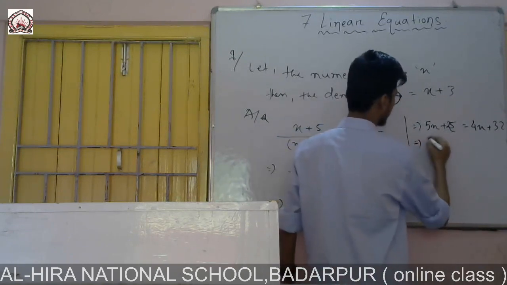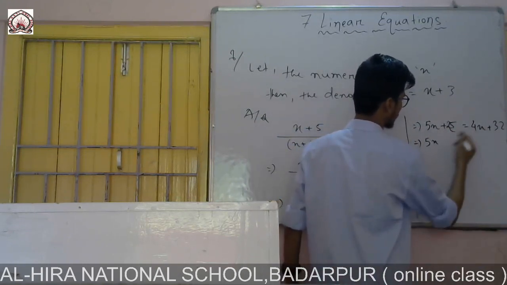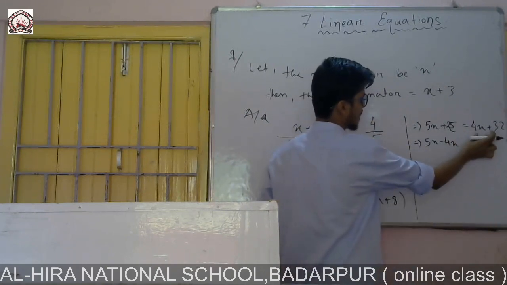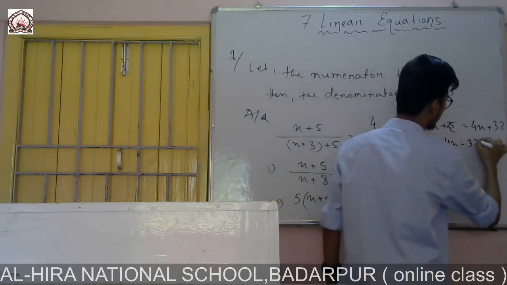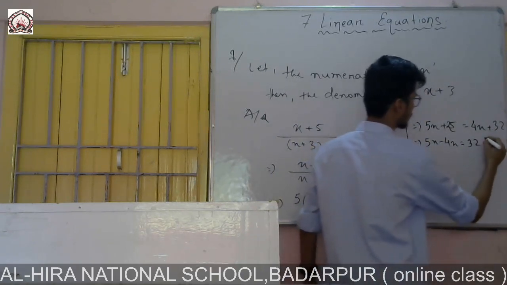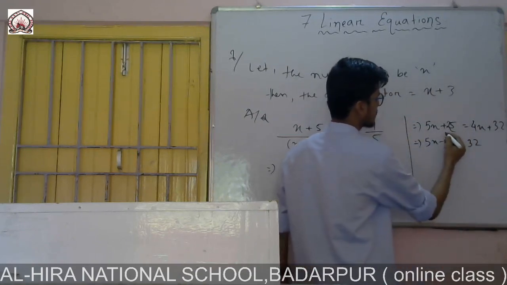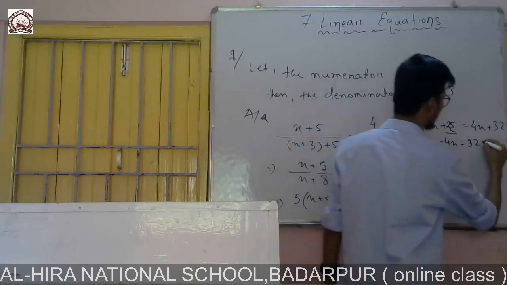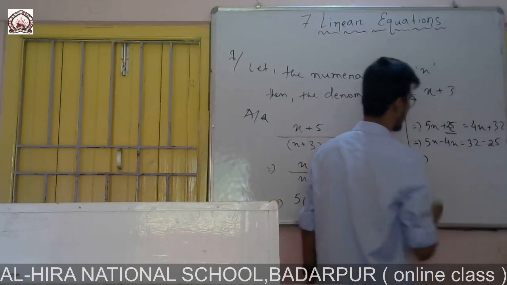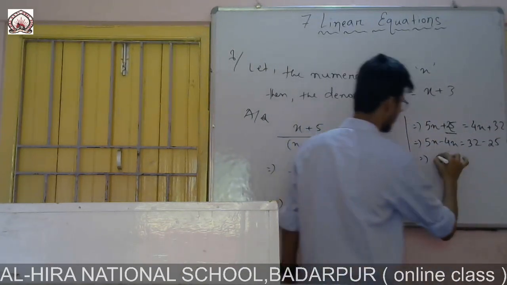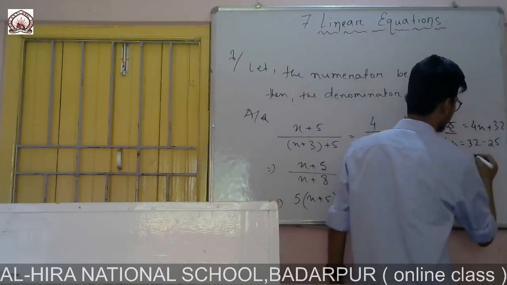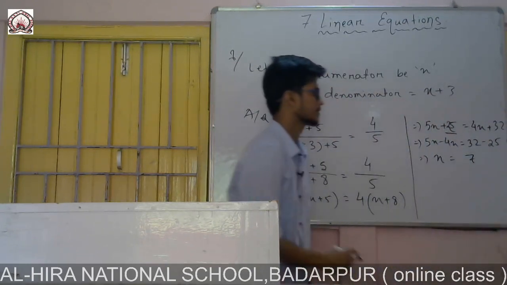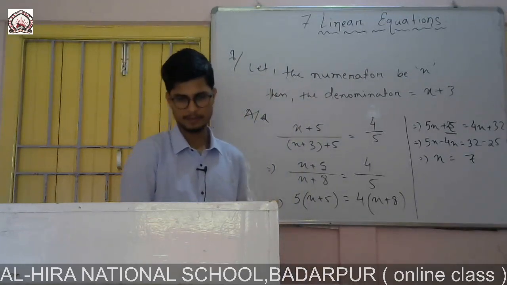Now I will take the variable part to one side. 5x, and there it is 4x, it will be minus since I have transposed. It was plus 4x, so if I change the side it will be minus 4x. On that side 32 with plus sign, and it is plus 25, if I change the side it will be minus 25. So 5x minus 4x is x, and 32 minus 25 is 7.